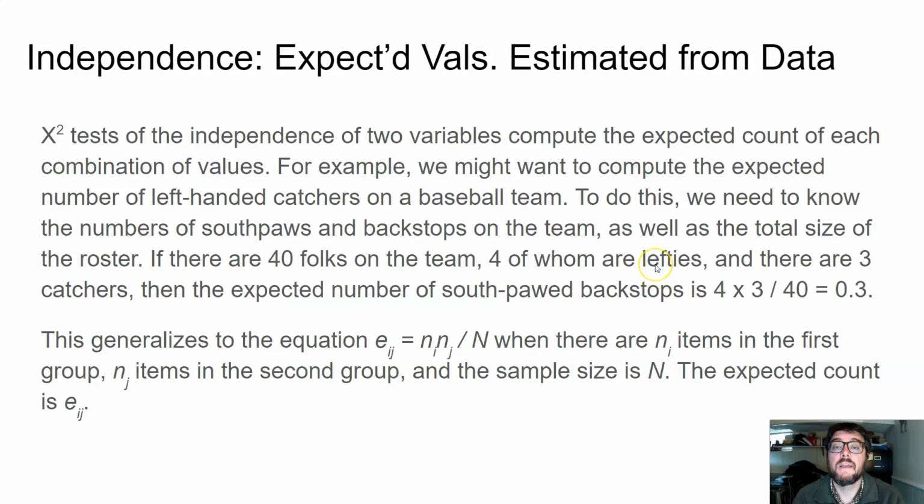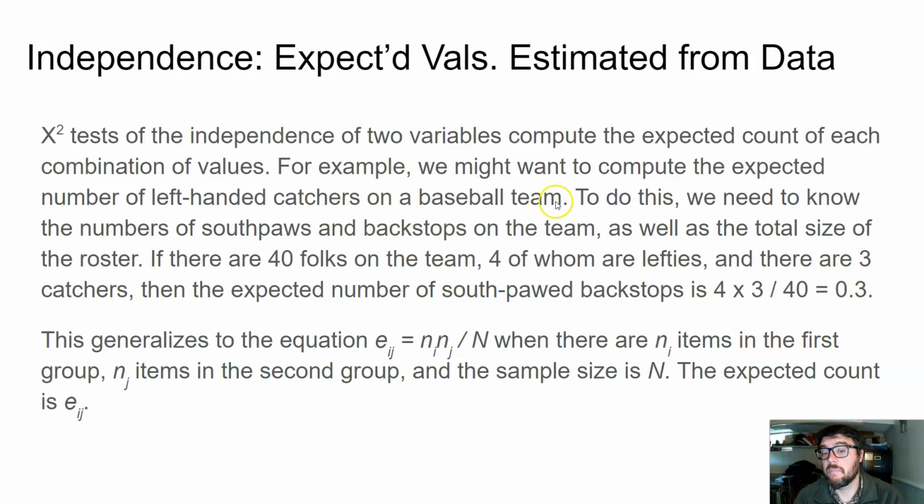If we think there's no relationship between what hand you throw with and what position you play, then the proportion of catchers in the population times the proportion of left-handers in the population should equal the expected proportion of left-handed catchers. You don't actually have to compute the proportions. If you look at 40 people, and 4 of them are lefties and 3 of them are catchers, you multiply 4 by 3 and divide by 40, and that is our expected count. So we expect to see about 3/10 of a person be a left-handed catcher.